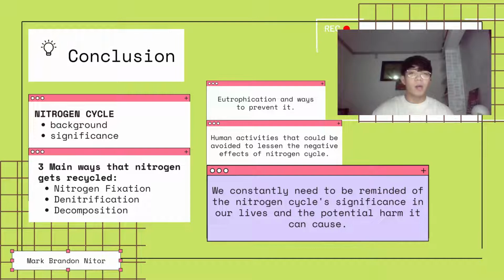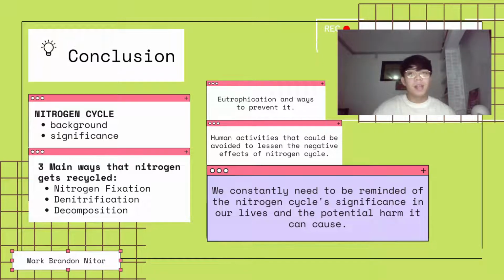It also affects our aquatic ecosystems, which upsets the balance of life, favoring the growth of algae at the expense of other organisms. Because of this, we constantly need to be reminded of the nitrogen cycle's significance in our lives and the potential harm it can cause. Yes, the nitrogen cycle is very vital to life in our world.